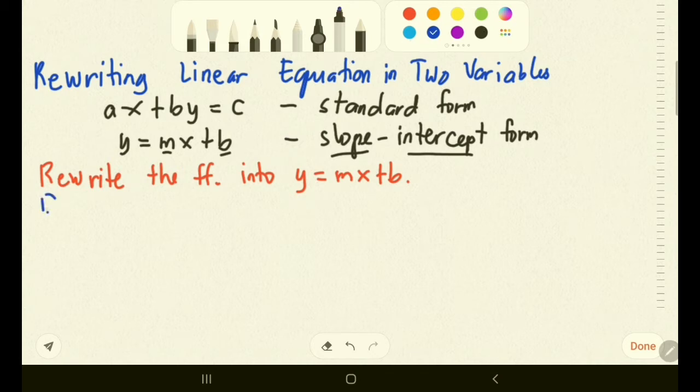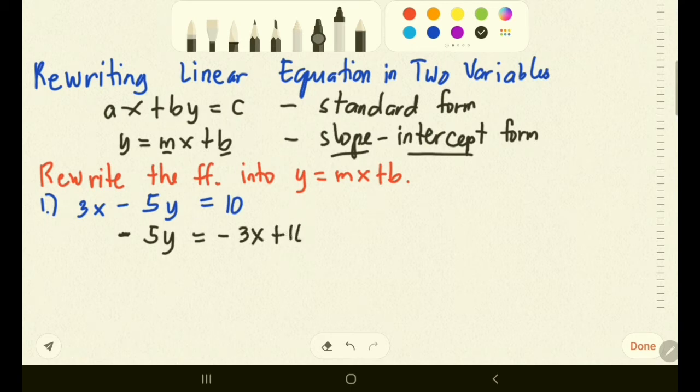Number 1. You have there 3x minus 5y equals 10. Your goal is to change this into y equals mx plus b. So meaning, you need to express y in terms of x. We're going to leave negative 5y on the left side, and then we're going to transpose 3x. If we transpose it, that becomes negative 3x on the other side, then plus 10.